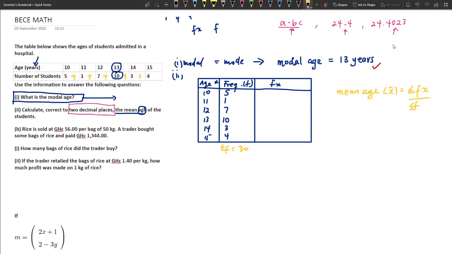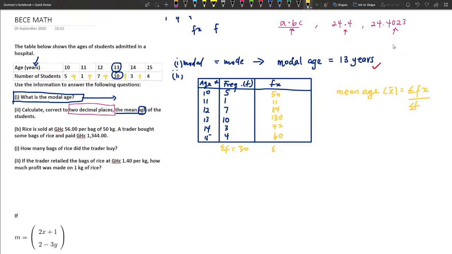Kindly confirm if you've gotten 30 in the chat section. And then let's quickly do this calculation. This will give us 50. This will give us 11. This will give us 84. Be confirming the calculations for me in the chat section quickly. This should give us 130. This should give us 42. And this should give us 60.